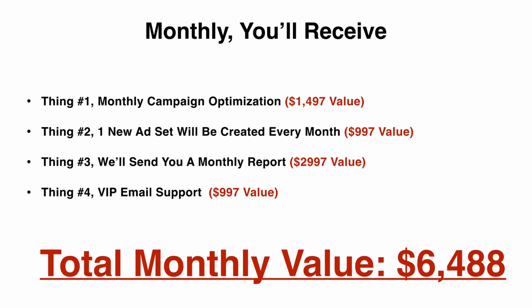And then every single month, you're going to get the ongoing benefits from thing number 1 of our monthly service, where every month we're going to optimize your campaign. We're going to figure out what's working and what's not. We're going to cut anything that's not. If something's working better than everything else, we're going to figure out how we can apply that to the rest of your campaigns. So each and every month, we want to be in there tinkering on your behalf to ensure that you're getting the most out of your retargeting campaigns. That's a $1,497 value.